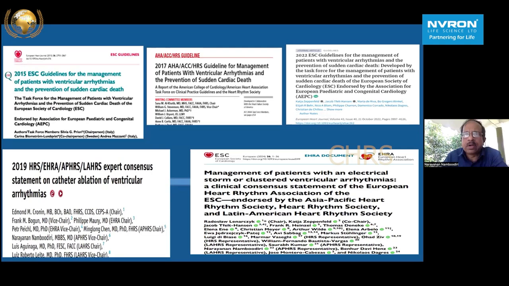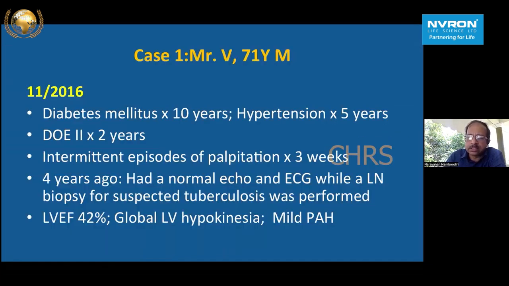It's based upon what are the evidences available in each subcategory. And I will also add a few illustrative cases. And these are the references that one can go through if you want to learn more about evidence in sudden cardiac death and ICD. There is a patient, a 71-year-old male, diabetic, hypertensive, class 2 for 2 years, with intermittent episodes of palpitation.